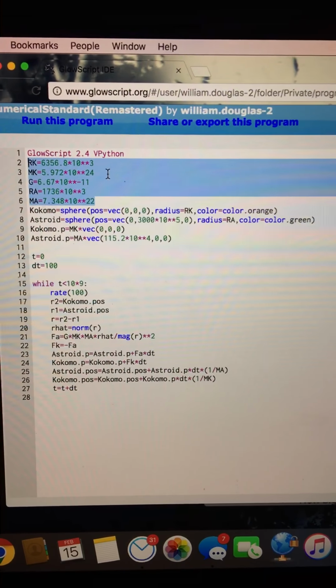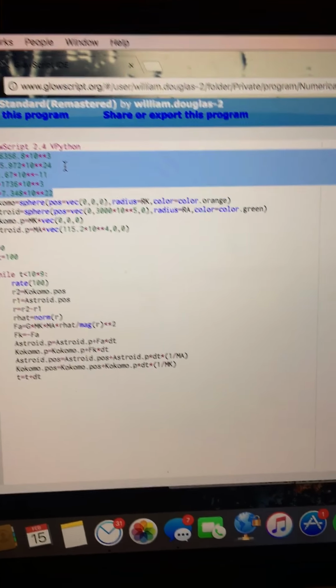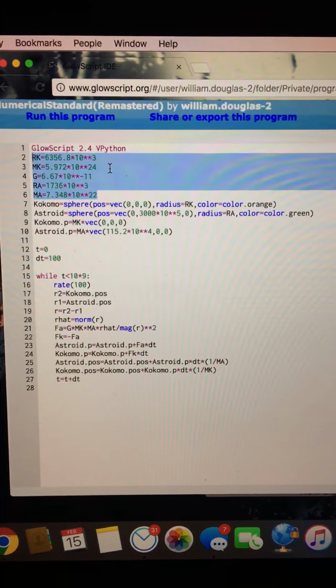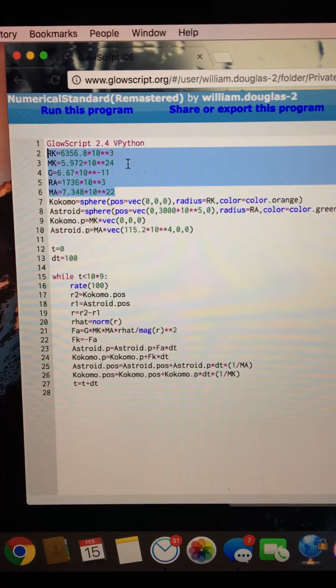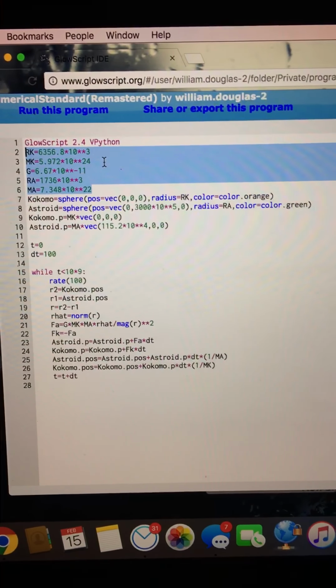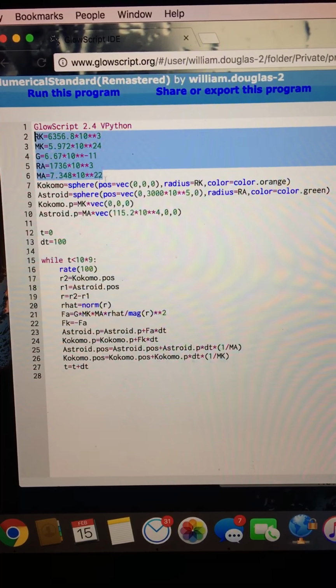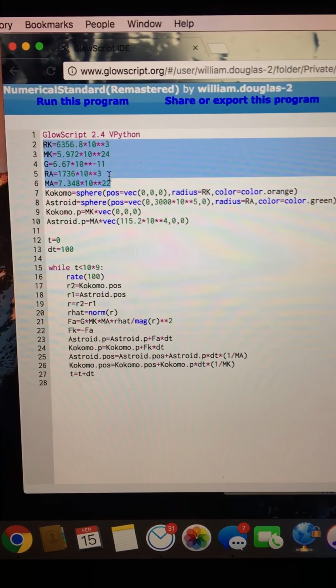Here I have a code that's going to show us the effects of gravity that are given to both the planet Kokomo as well as the asteroid that's flying over the top of it, because they're both being affected by the force. So to start off this program, I gave 5 constants.